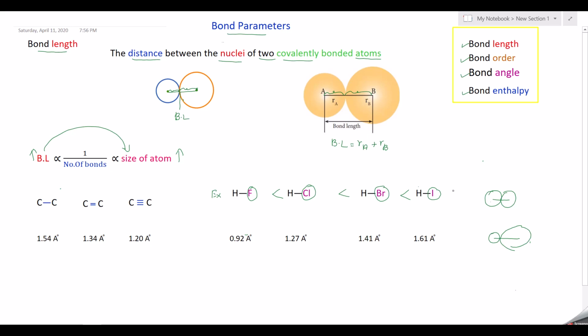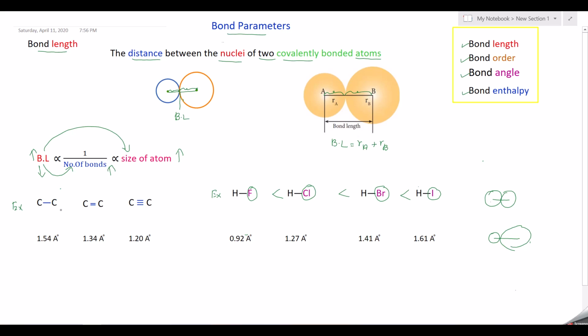As the size increases, the bond length also increases. This is one thing. Another one, the bond length is inversely proportional to the number of bonds, that is the multiplicity of the bonds. Multiplicity means the number of bonds. As the number of bonds increases, the bond length decreases. You take this example: carbon-carbon single bond, carbon-carbon double bond, carbon-carbon triple bond.